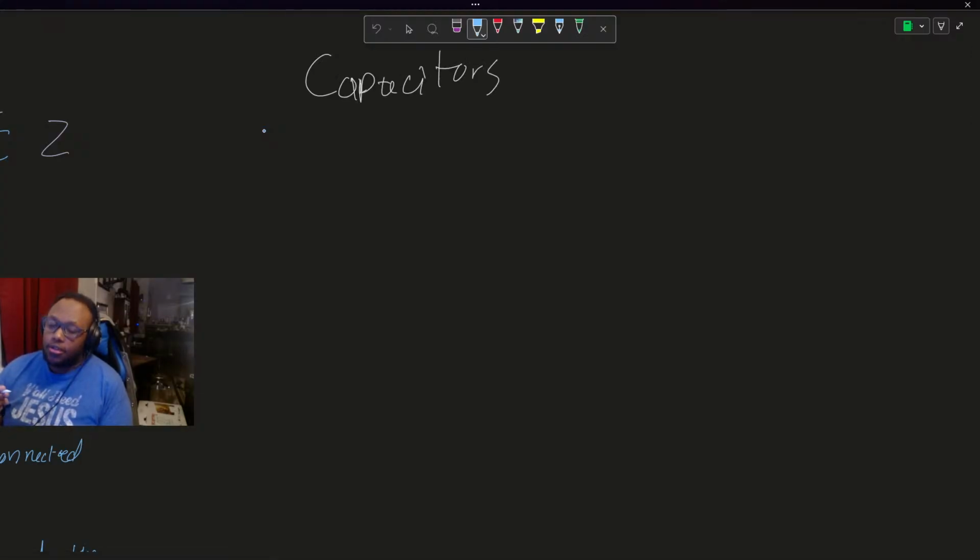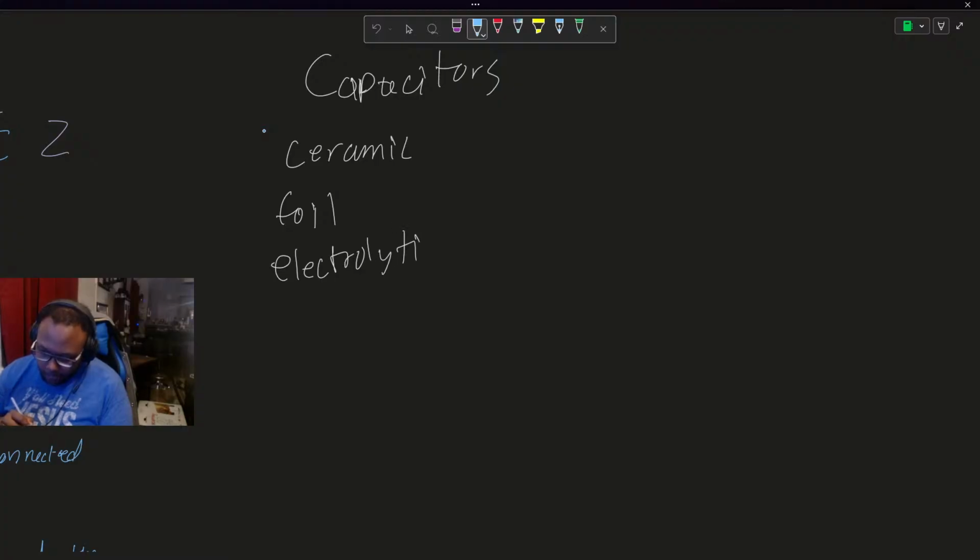There's a lot of different capacitors out there. You have ceramic, foil, electrolytic, and a bunch of other ones. But essentially, they can break down into 2 categories. See, electrical engineering is really, really simple, but it gets really complex with the simple stuff you give it. You have your polarized and your nonpolar.